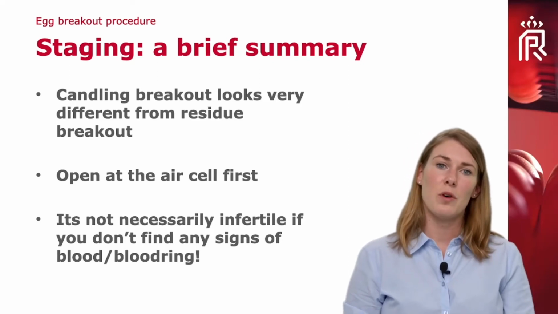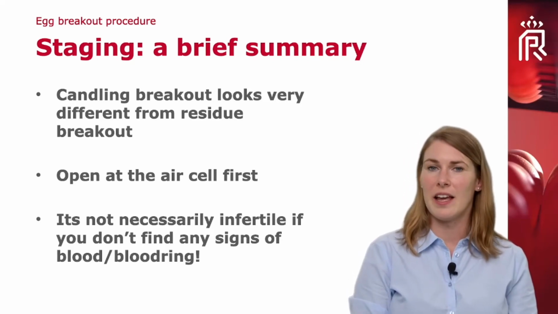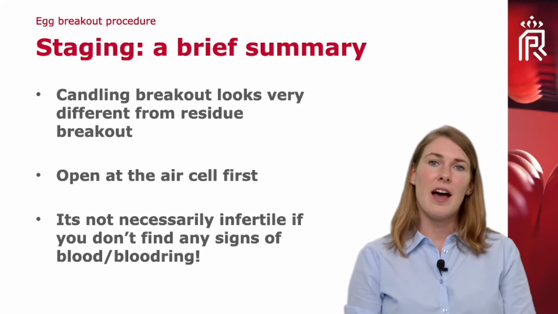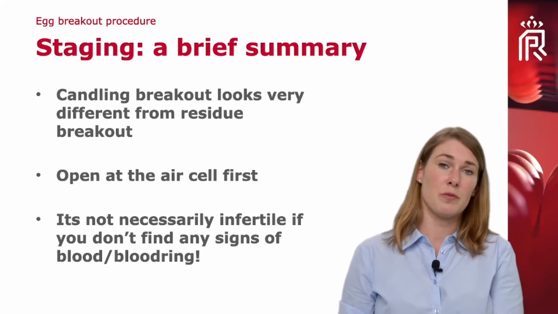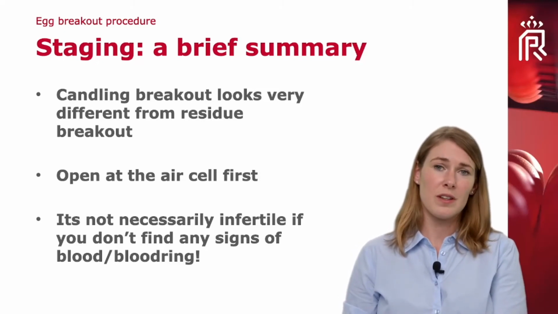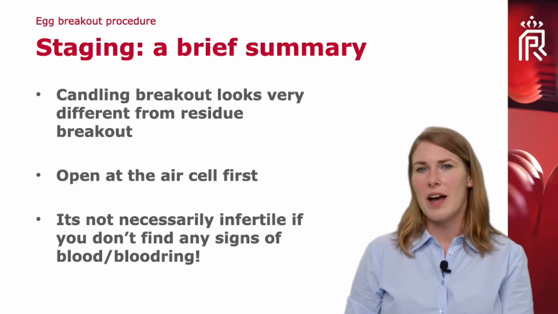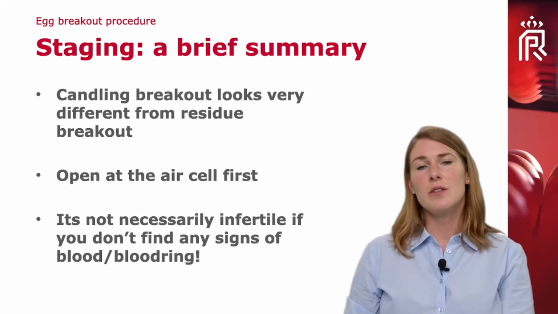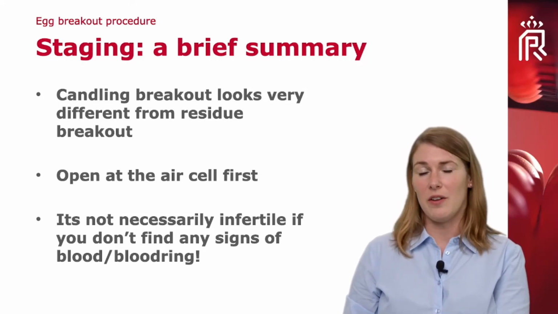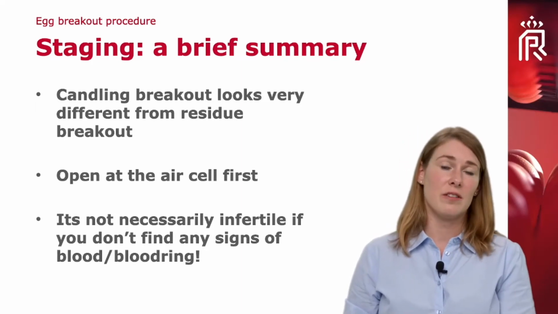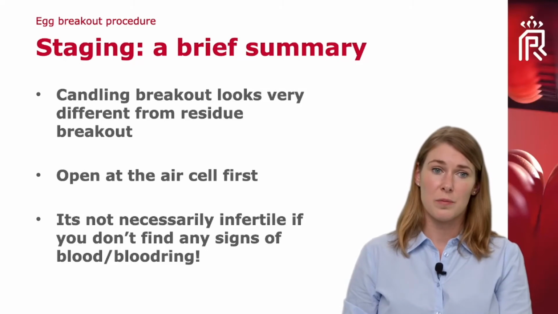So for example, if you break out a candling egg and you see some red from the blood ring, after 21 days, because of protein denaturation, the blood doesn't look red anymore. It looks more brown or blackish. So if you do your breakout after hatch, you need to realize that things can look different from the pictures that you're used to.